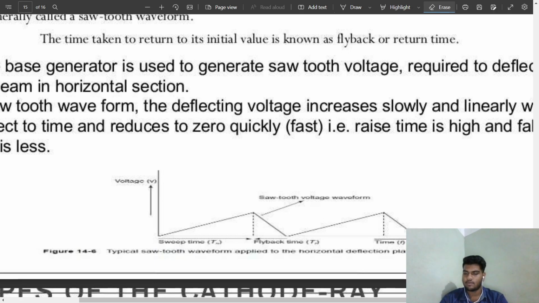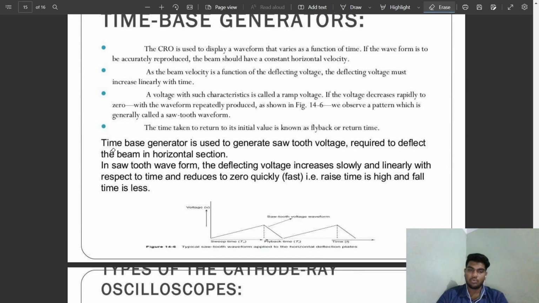See, it is in the way of a saw and the arrangement of a tool, which is continuous. And this horizontal amplifier, which is voltage and time. Okay. Now, how are we? This is like a basic input present at the horizontal. It gets mixed with the vertically amplified signal, and then we are going to get a horizontal amplified signal. So the time-base generator is used to generate sawtooth voltage, required to deflect the beam in the horizontal section.